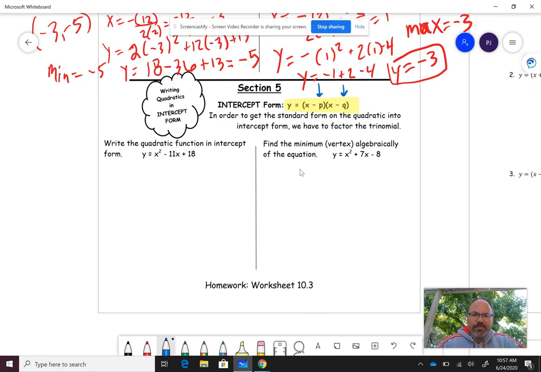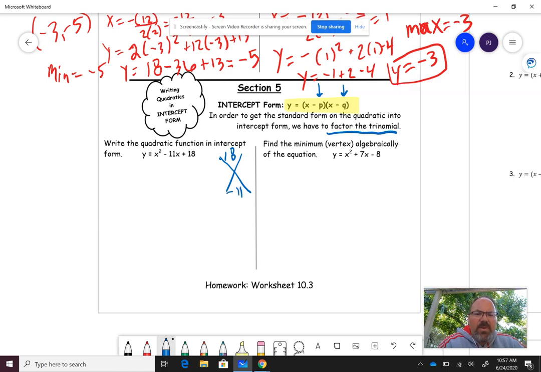All right. So how am I going to write that in intercept form? What we're going to need to do is factor it, just like it says. You have to factor the trinomial. So if you guys recall, factoring trinomials, I know some of you guys learn it different ways. I'm just going to set mine up this way. It's pretty quick. 18 and negative 11.